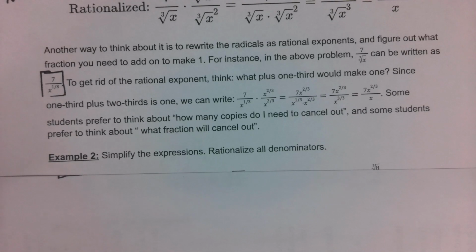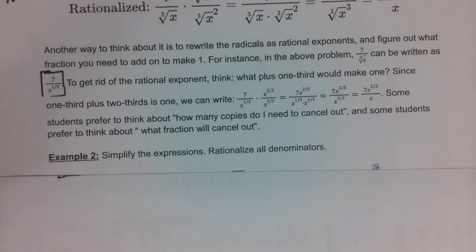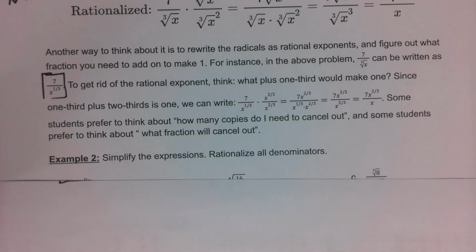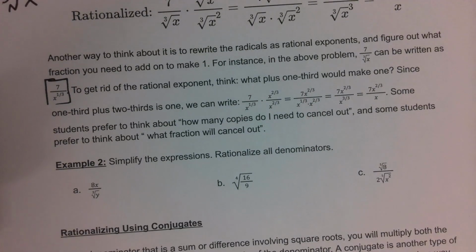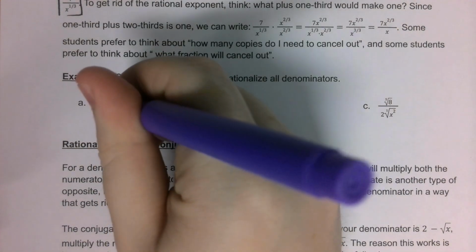Some students will prefer to think of it as, how many copies of the cube root of x do I need? Some students prefer to think, what other part of the fraction do I need to cancel out? It's up to you. So let's take a look at these next examples. Here I've got 8x over the cube root of y. So to rationalize this, we need to think for a minute.